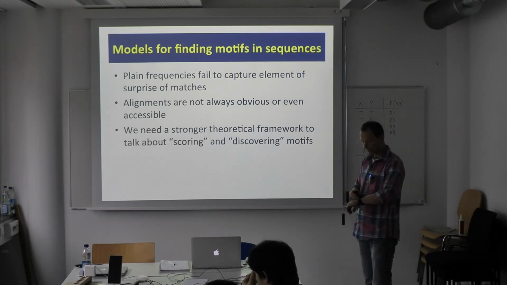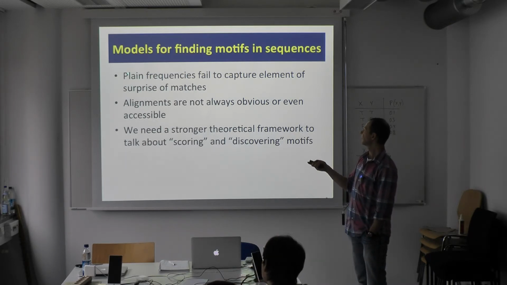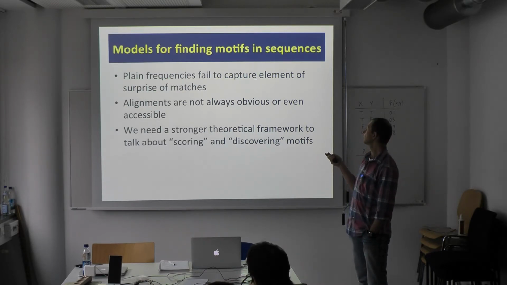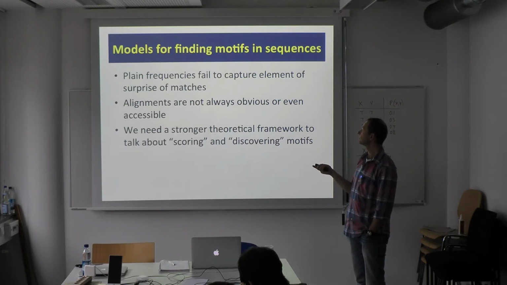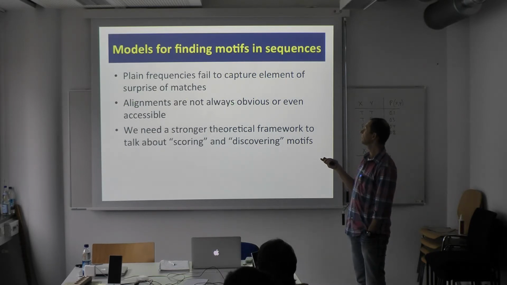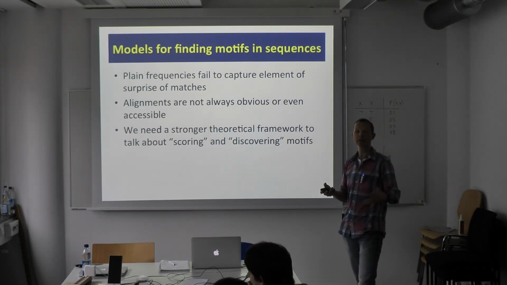So there are some weaknesses of the type of scoring systems I've been alluding to, and one is that plain frequencies are not going to cut it. They fail largely to capture the element of surprise when used as a means to scan sequences. So that's where the background comes in. It's also a case of alignments not always being obvious, so it's not always trivial to construct an alignment from the data that we have.